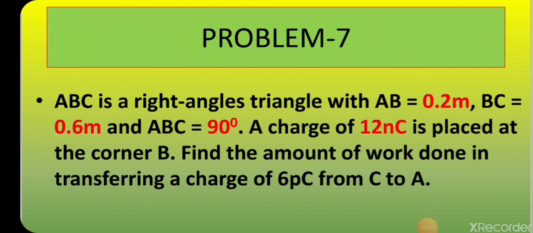Here is the next problem, problem 7. ABC is a right angle triangle with AB 0.2 meter and BC 0.6 meter, and angle ABC 90 degree. So it is right angled at the point B. AB is 0.2 meter, BC is 0.6 meter. A charge of 12 nanocoulomb is placed at the corner B. Find the amount of work done in transferring a charge of 6 picocoulomb, PC means pico, from C to A. This is the question. It gives a picture of a right angle triangle. Let's draw the right angle triangle now.